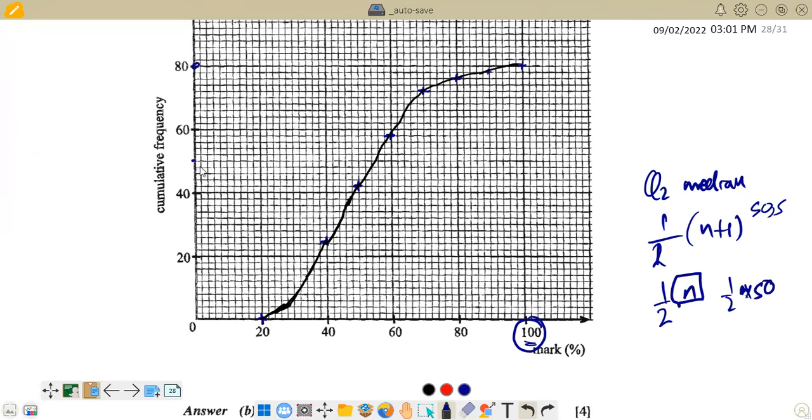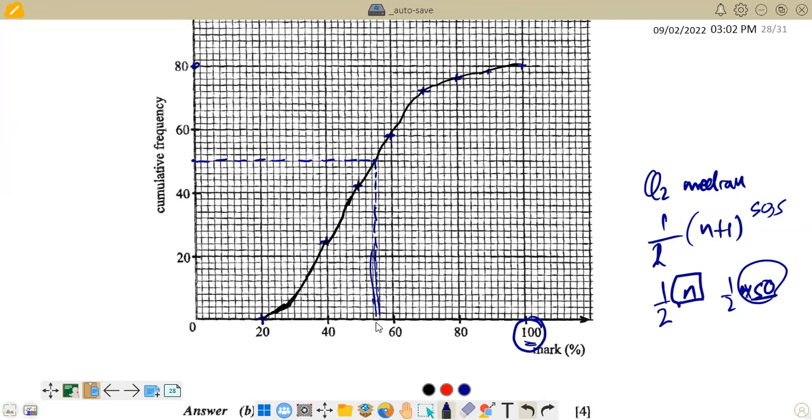Take note, this is not going to give you the answer. This is the position where your answer is. So at 50 there, you just draw a broken line from that 50, using your ruler, straight to the graph. Where it meets the graph, go down to the x-axis. You mark your points with the ruler down to the x-axis. Where it meets the x-axis, that's where your answer is going to be located.